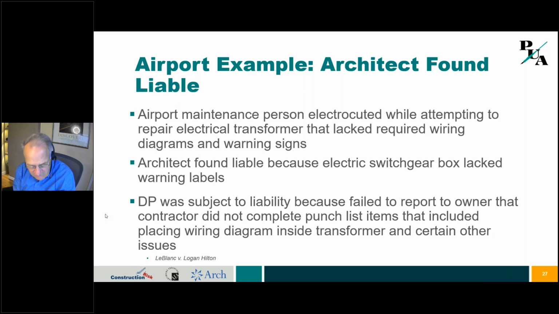So the court said the designer was subject to liability because of its failure to report to its client, the project owner, that the contractor didn't complete that punch list item. And I think this kind of worries me because it means, if you've got a punch list and that punch list has things that might create an imminent danger to someone if they're not done by the contractor, and you've noted that on the punch list, then this would say that you, as a designer, need to follow up on that punch list and advise your client, the owner, whether or not it was all completed.